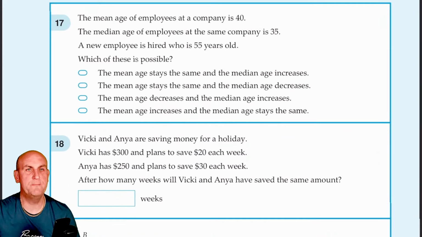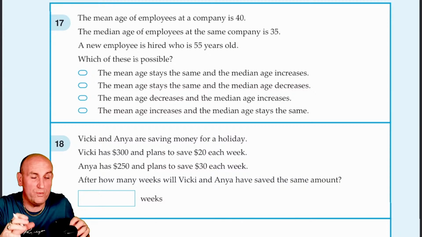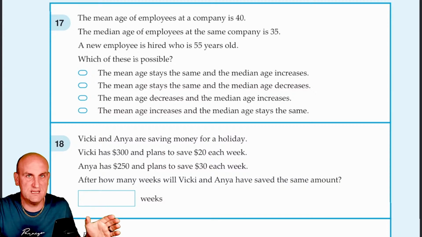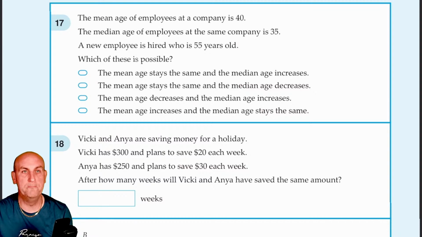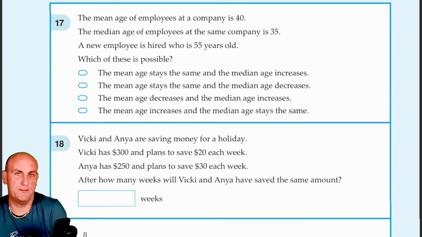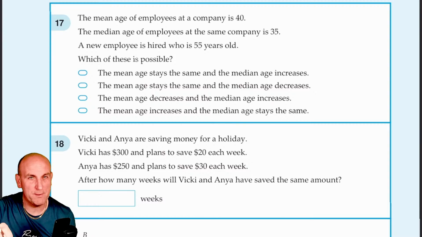Right, question 17. The mean age of employees at a company is 40. That means I've taken all the ages of the people, added them together, and divided by how many people there are, and I got 40. The median age of employees at the same company is 35, which means the middle person is 35 years. A new employee is hired who is 55 years old. Which of these is possible?